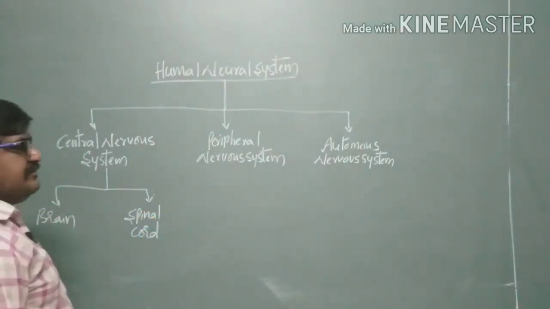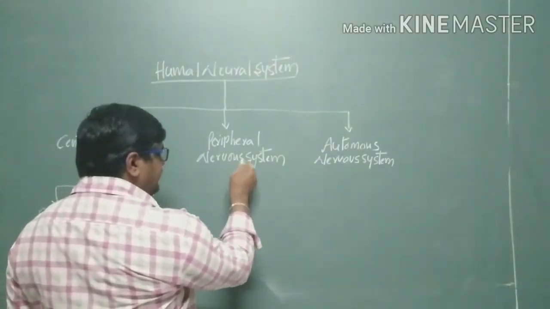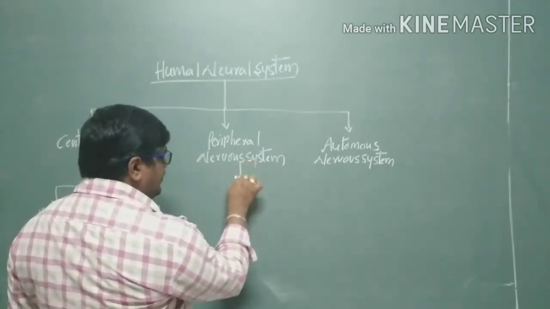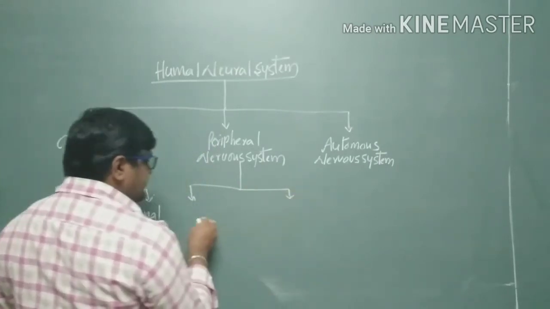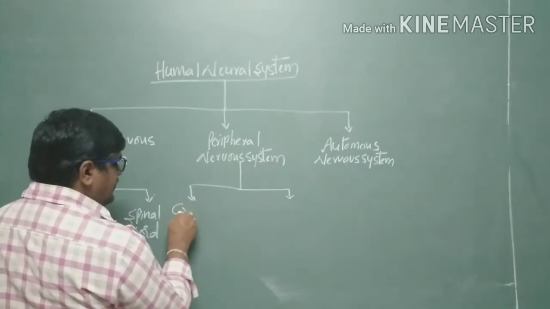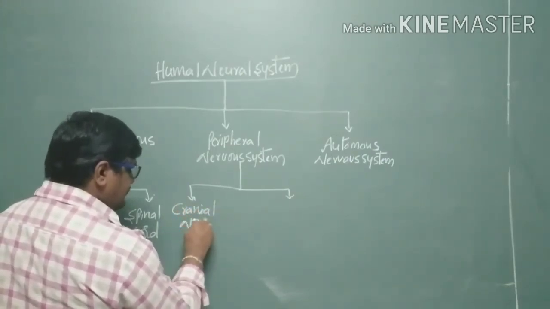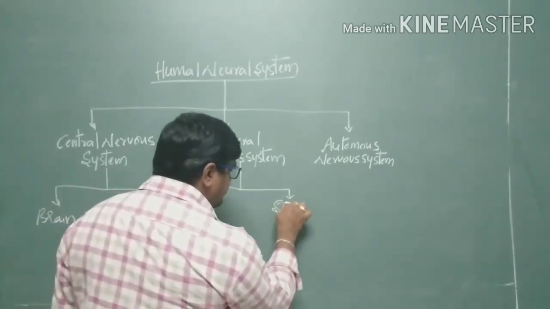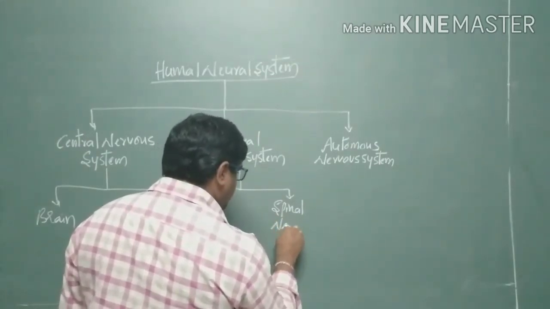And here the peripheral nervous system will be classified into 2 types of nerves. One is called the cranial nerves, and also the spinal nerves. So what do nerves mean?